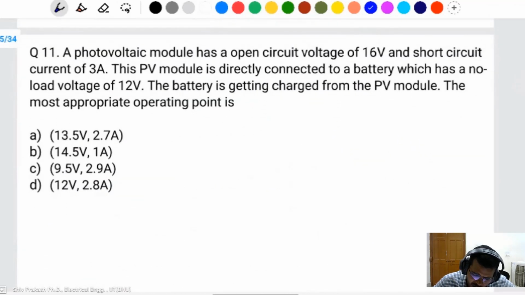Our photovoltaic model has an open circuit voltage of 16 volt and a short circuit current of 3 ampere. This model is directly connected to the battery which has a no load voltage of 12 volt. The battery is getting charged from the PV model. The most appropriate operating point.